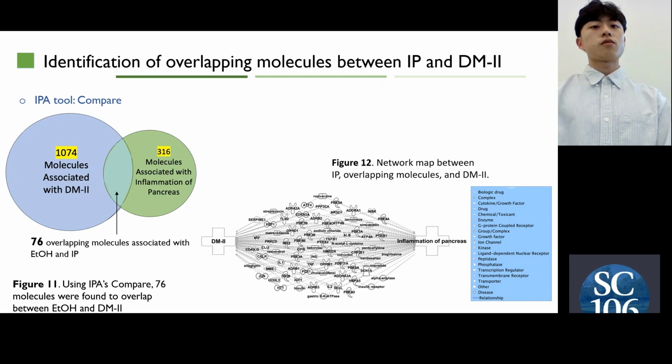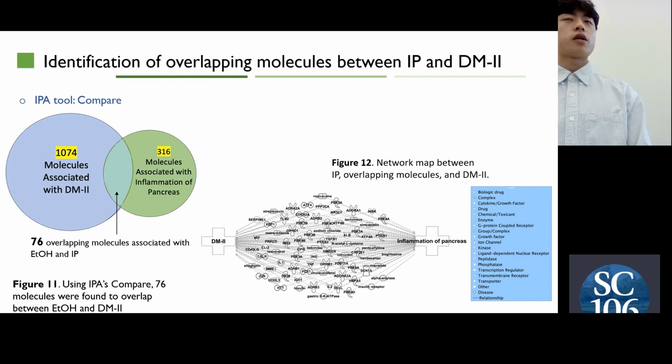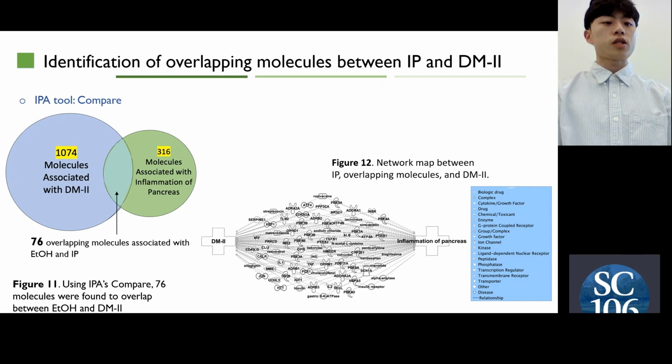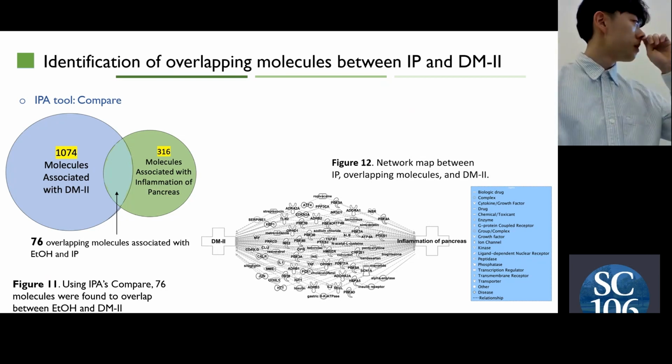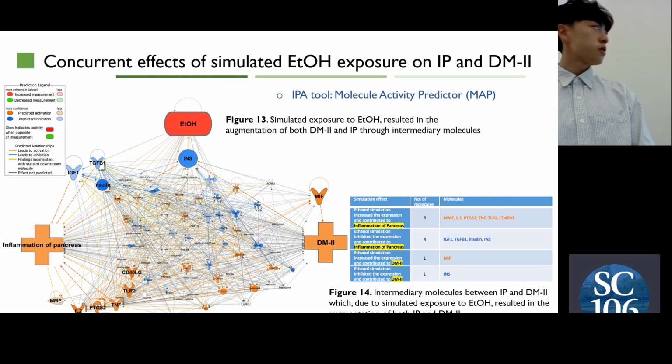Lastly, we then overlapped molecules with IP and DM2. This allowed us to determine if there's any effects between IP to cause a DM2 reaction. And so we discovered that there were 76 molecules overlapping between them. This is just showing the pathway once again. And this is also a very busy figure, but I will explain it.